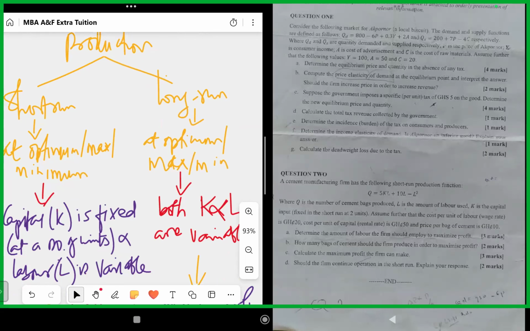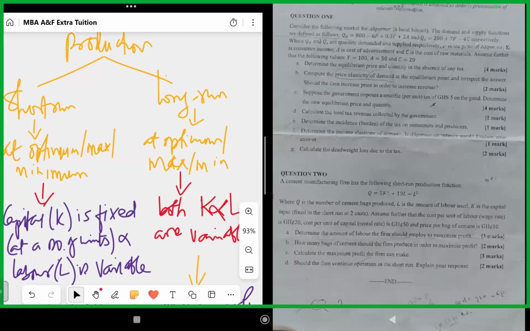So, madam, read the requirement. Determine the amount of labor the firm should employ to maximize profit. Okay. So, what were you asked to find? Labor. So, having noted that you're going to find labor, now, back to my explanations. Are you going to work in the short run or long run? Short run. Why? Because you are asked to find only labor.